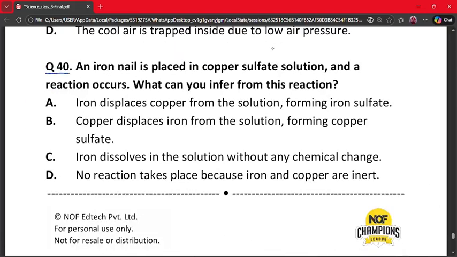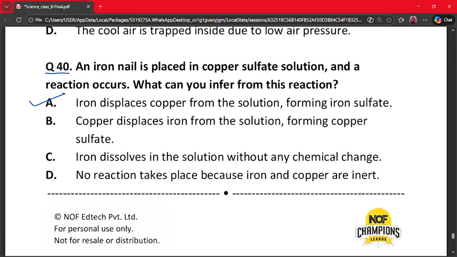Question number 40. An iron nail is placed in copper sulfate solution and a reaction occurs. What can you infer from this reaction? A. Iron displaces copper from the solution, forming iron sulfate. B. Copper displaces iron from the solution, forming copper sulfate. C. Iron dissolves in the solution without any chemical change. And D. No reaction takes place because iron and copper are inert. Here the correct answer is option A, because iron is more reactive than copper. So it displaces copper from copper sulfate and this forms iron sulfate. Hence option A is the correct option.